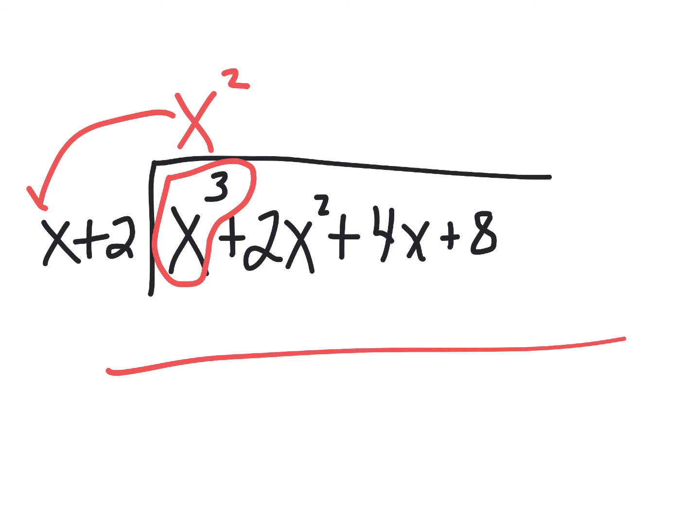I'll pause the video again for a second while you work on this. It's going to be this times this. This times this. Okay. J, multiply that out for me. X squared times the x.